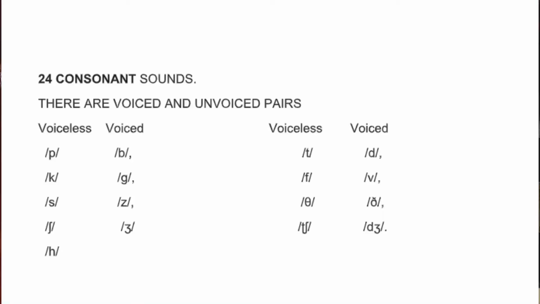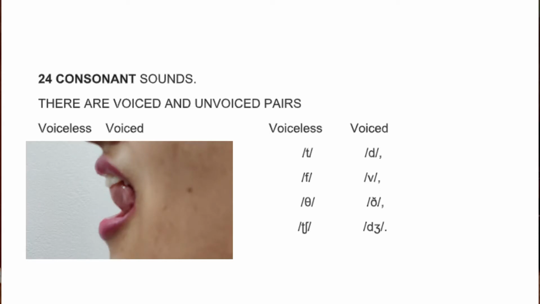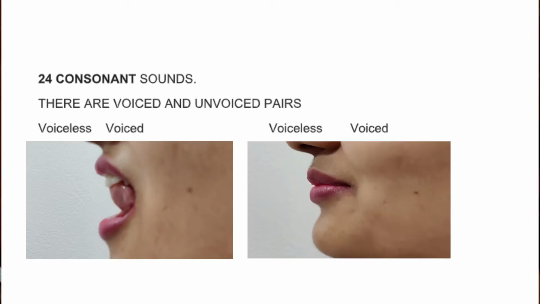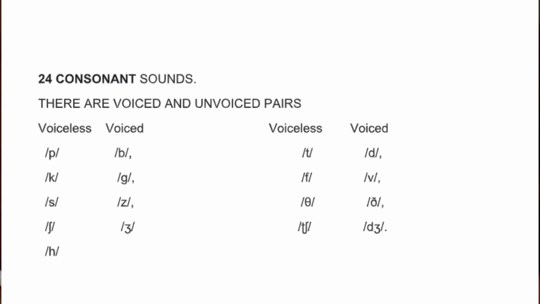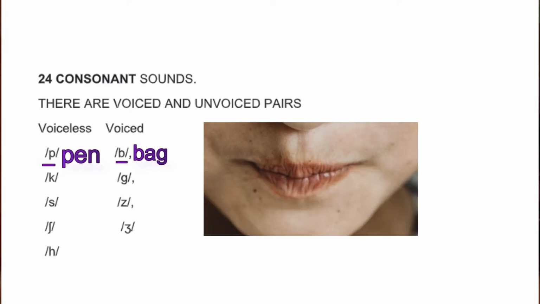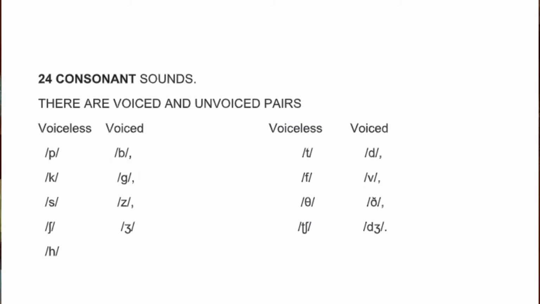You probably know about voiced and unvoiced pairs. Now, these are the voiced and unvoiced pairs. The position of different organs of the mouth, like the tongue or the lips, would be same in these pairs, but they would sound very different. For example, p is the unvoiced and b is the voiced, while we purse our lips in both the cases, but we use the voice box for the latter.